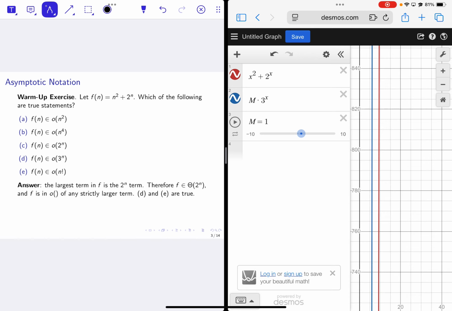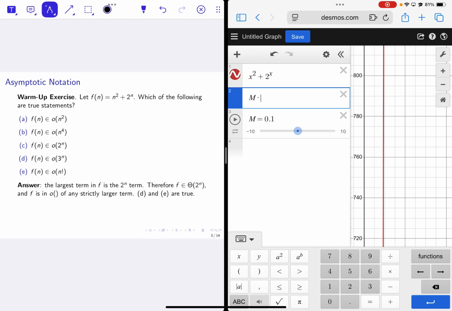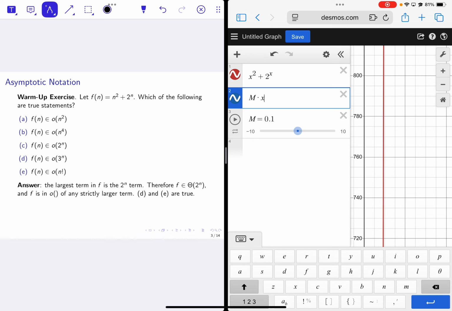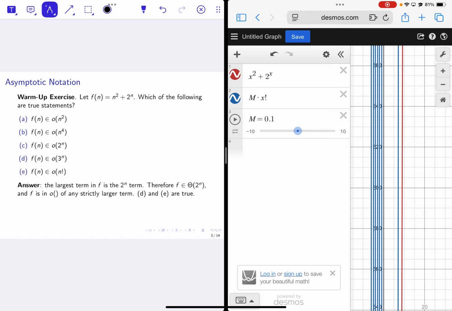And finally, I think I'm gonna rush through these last two because I wanna get into the real stuff with the definitions. But 3 to the n is asymptotically greater than 2 to the n. No matter how we set m, the blue line will eventually be above the red one. And finally, x factorial gets greater than our f of n very quickly and stays that way.